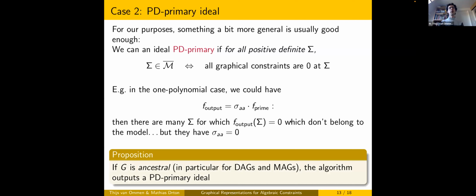And now a proposition is that if the graph is ancestral, then the algorithm will always output a PD primary ideal. So in particular, this means that for a DAG or a MAG, a maximal ancestral graph, the algorithm will always output a PD primary ideal, but also in the more general case of non-maximal ancestral graphs.